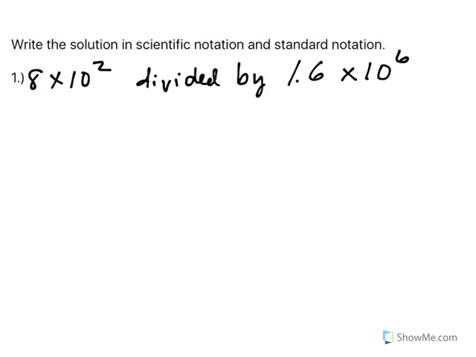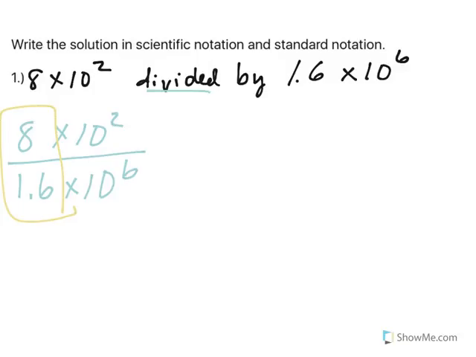All right, let's do some mathematics here with scientific notation. I'm going to go ahead, this says divided, so I'm going to go ahead and write it as a division problem because that's kind of how I roll. Now when I divide, I start with my numbers. 8 divided by 1.6 is 5, times 10 to the, now I subtract. 2 minus 6 is negative 4.